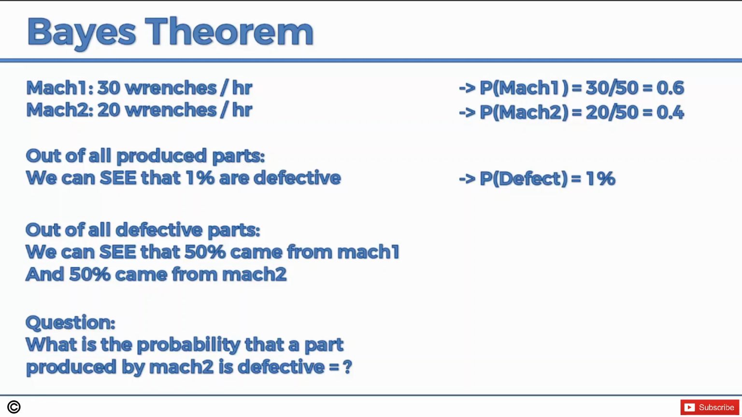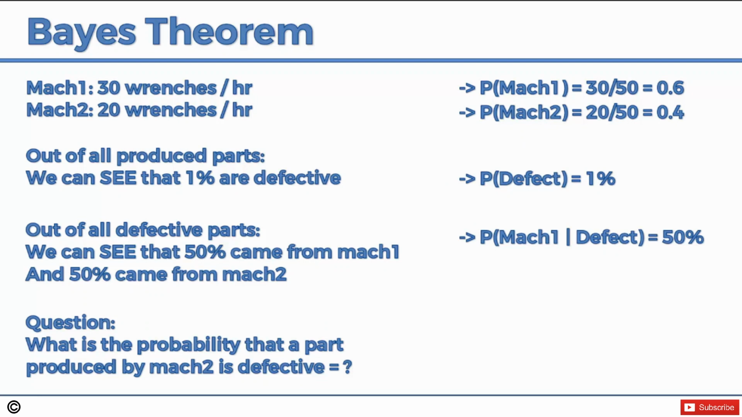All right, and now we're moving on to part 3. Out of all of the defective parts, we can see that 50% came from machine 1 and 50% came from machine 2. So how do we write that in mathematical terms? And this is the interesting part. So let's start with the machine 1 part. 50% came from machine 1, meaning that if we take only the defective parts, so if it's given that we're only looking at the defective parts, then the likelihood that any part that we pick out came from machine 1 is 50%. And the way to write it in mathematical terms is this way.